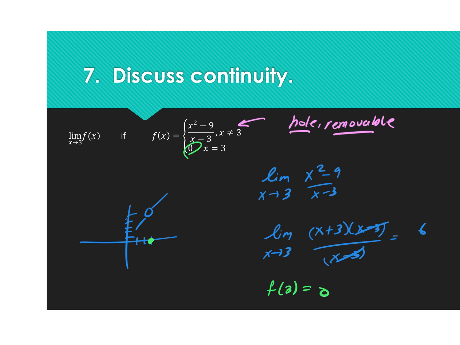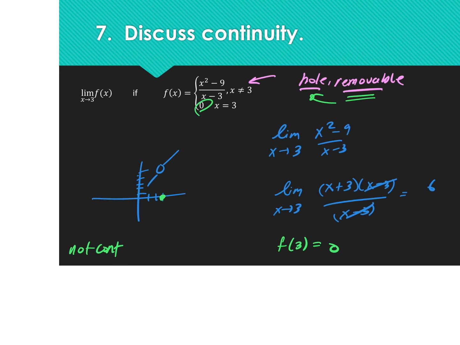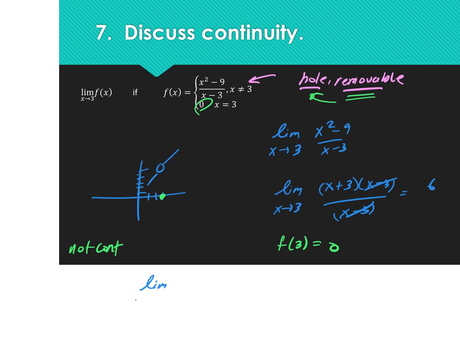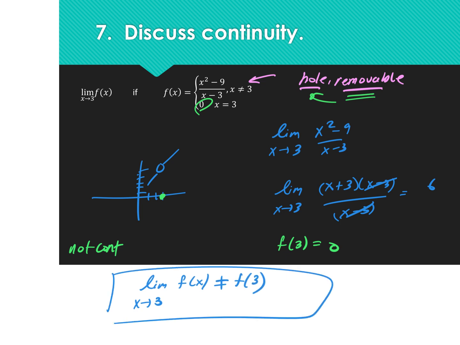So it's not continuous. There is a removable discontinuity. You need to know the names of it for tomorrow. So definitely know a hole is removable, an asymptote or a jump is non-removable. So it's not continuous, and I would say that because the limit as x goes to 3 of my function is not equal to f of 3. That would be your explanation.